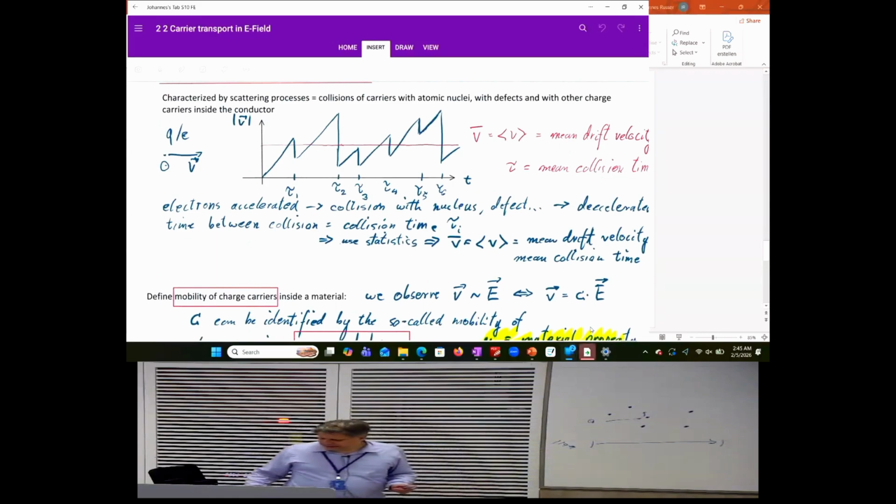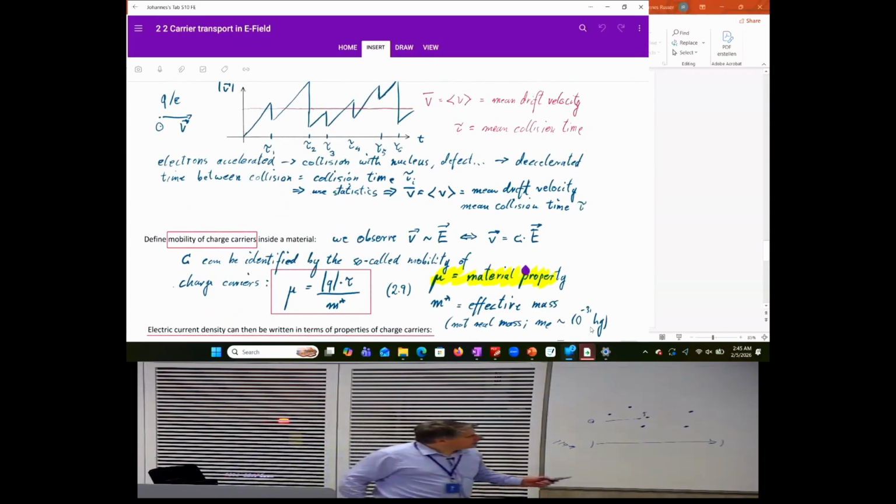And what one finds is that this mean velocity is actually proportional to the electric field applied. It is proportional by a constant, and this constant is a material property, the mobility of the charge carriers, which is called mu. This is kind of a Greek version of an m. It is dependent on the charge magnitude, on this mean collision time, and on an effective mass.